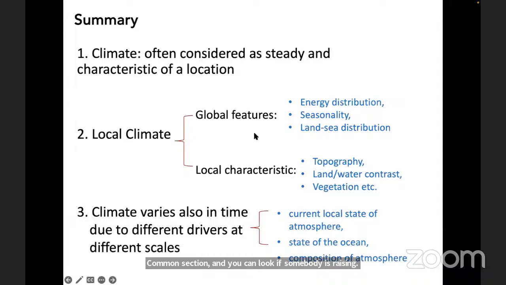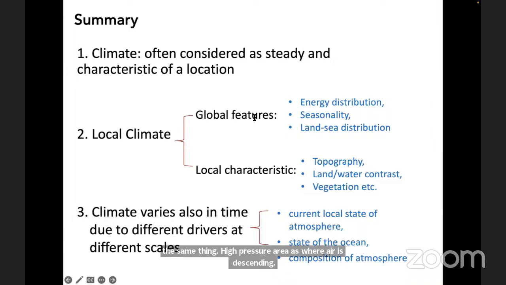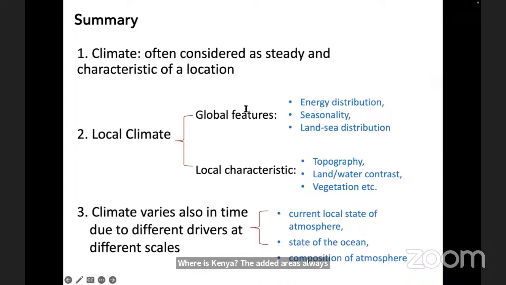How the high pressure occurs in continents compared to the ocean, it's the same thing. High pressure areas are where air is descending. Whereas in Kenya, the arid areas always receive very strong rainfall, but at other times there is a total drought. But I don't know if it's something, Meshach.